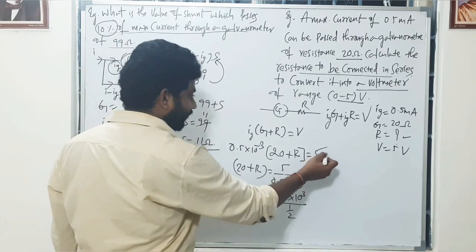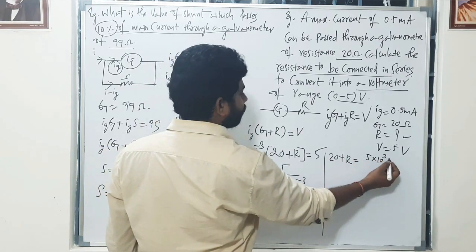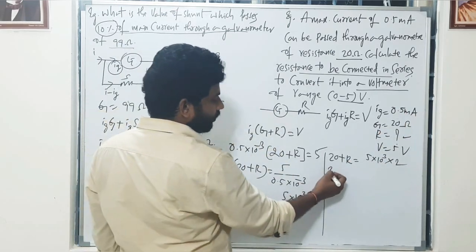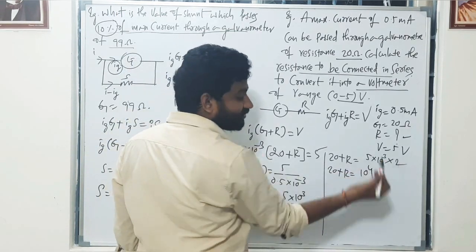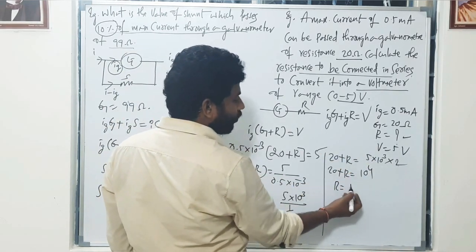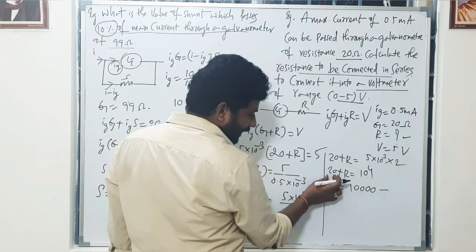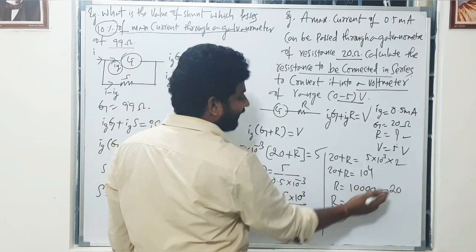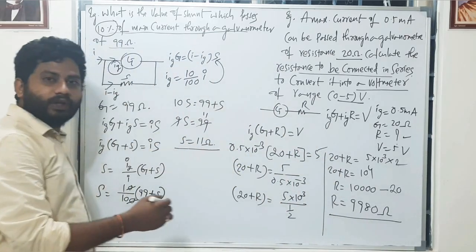Understand? Again, look at this interesting thing. So 20 plus R is equal to 5 into 10 raised to 3 into 1 by 2, which goes to the numerator, that will be 2. Right? So now 20 plus R is equal to 10 to the power 4 because 5 into 2 is 10, and 10 into 10 raised to 3 is 10 raised to 4. So now R is equal to 10 raised to 4, that's 10,000, minus 20. R is equal to 10,000 minus 20, which is 9,980 ohm. Got the point?